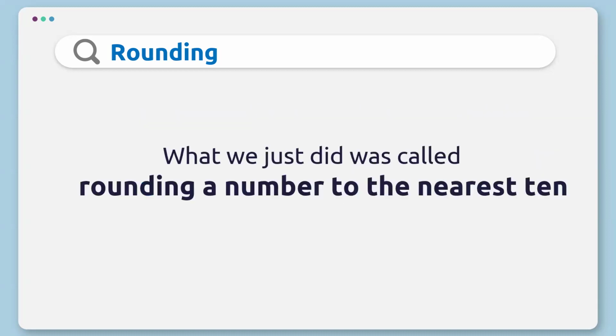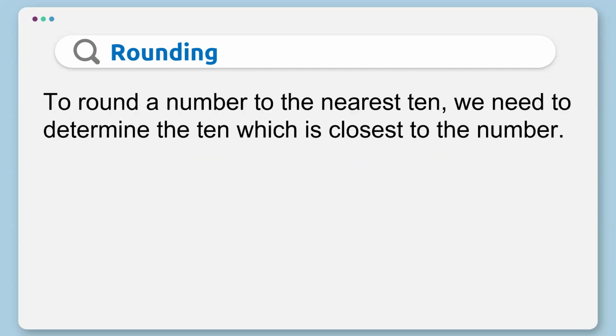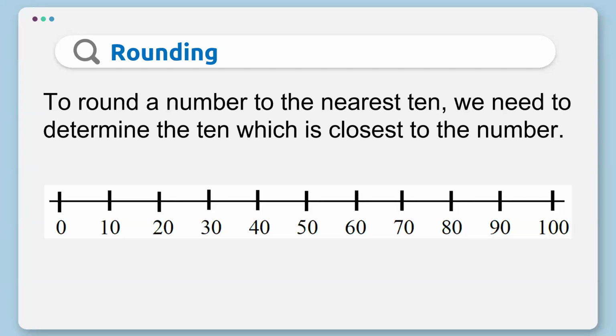What we just did was called rounding a number to the nearest 10. To round a number to the nearest 10, we need to determine the 10 which is closest to the number. So what does that mean? When we determine a 10, it means that it can be 10, 20, 30, 40, 50, 60, 70, 80, 90, 100, or even numbers that are bigger than that.